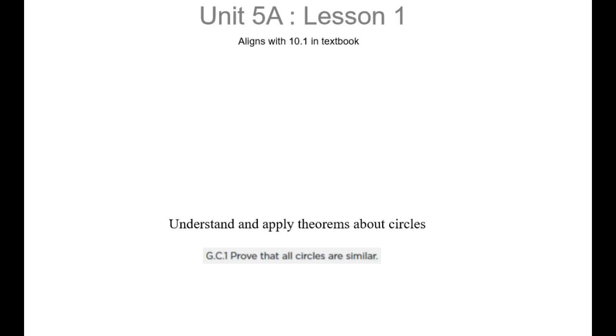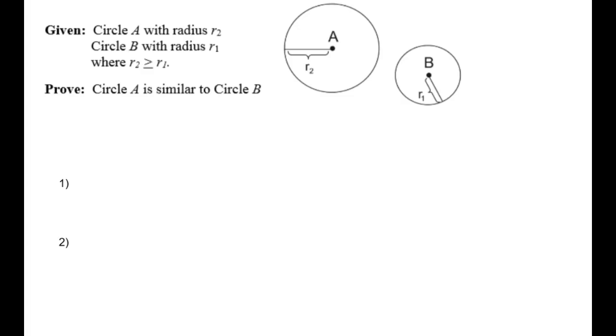Unit 5A, Lesson 1. In this lesson, we're going to go through the general proof showing why all circles are going to be similar to each other. So first, we're going to go through the general idea. We have circle A with a radius R2, circle B with radius R1, and then we know that R2 is greater than or equal to R1.